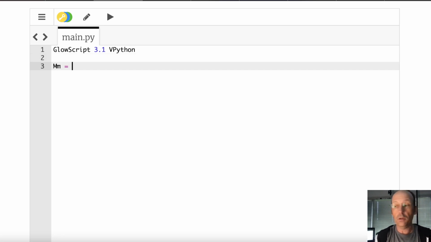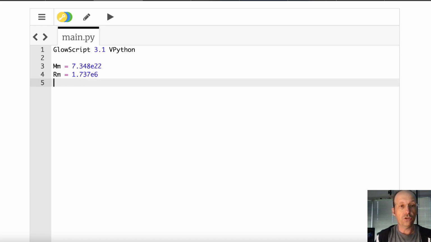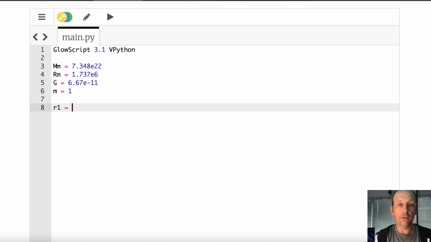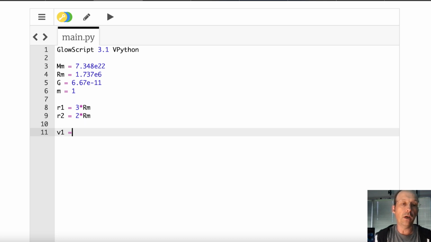So mass of the moon is 7.348 times 10 to the 22nd. Radius of the moon, 1.737 times 10 to the 6th. G is 6.67 times 10 to the negative 11th. And then M is 1. And then R1 is 3 times the radius of the moon. R2 is 2 times the radius of the moon. And let's do V1 is 0.